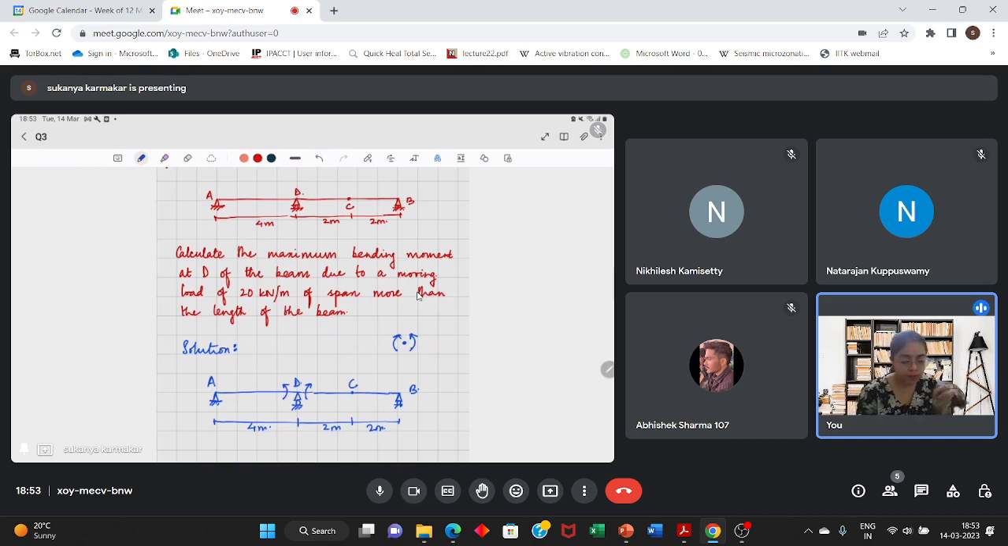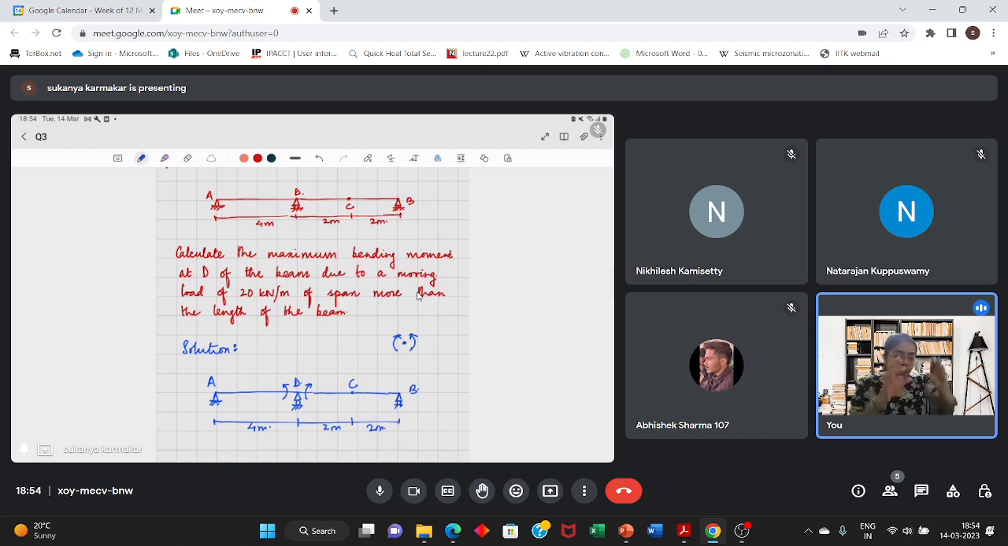Using the Mueller-Breslau principle, this is the sign convention: sagging moment is positive. To maintain the equilibrium of the point, you are imposing movements in that direction, or allowing the beam to rotate in that direction. So is it possible to rotate AD without breaking it? No, it's not possible. You can't push it up, since D is a support, you can't allow it to move in the vertical direction.